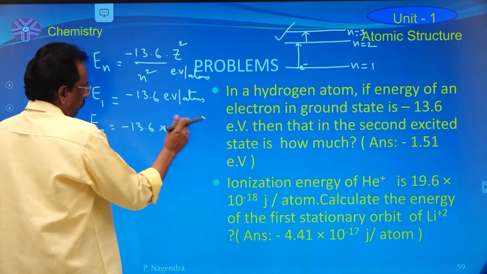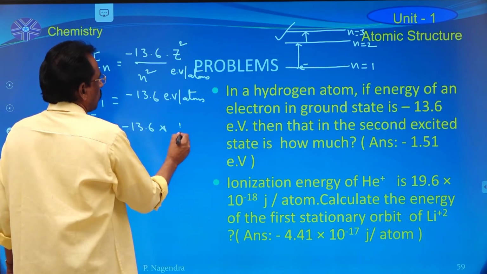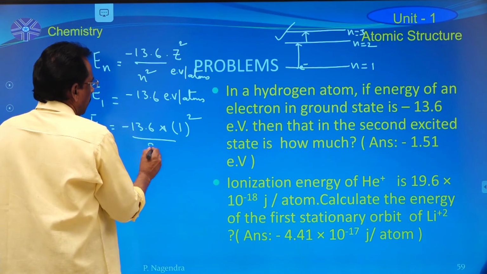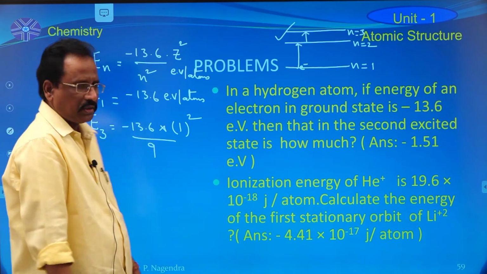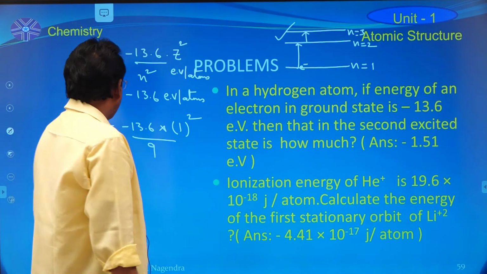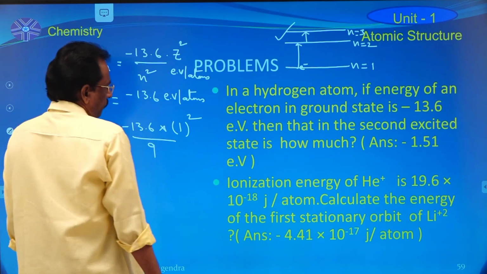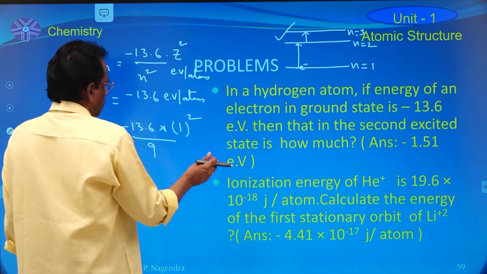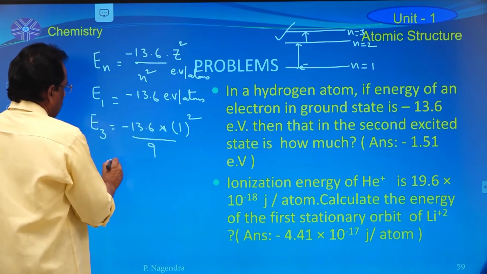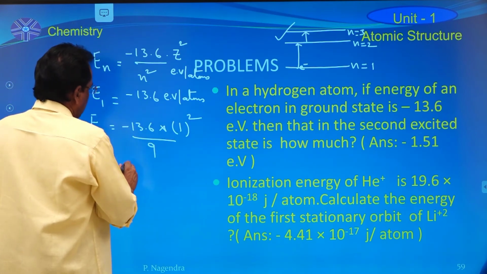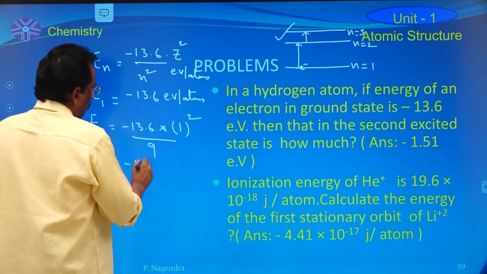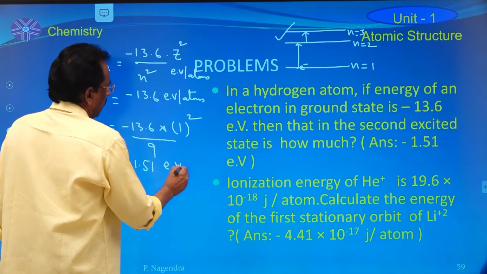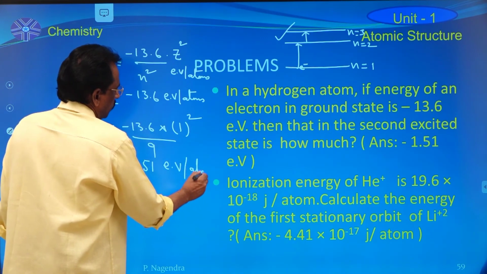n is equal to 3. For hydrogen atom, Z is equal to 1, into 1 square divided by 9. 3 square is equal to 9. Therefore, the energy of the electron in its second excited state is equal to minus 1.51 electron volt per atom.